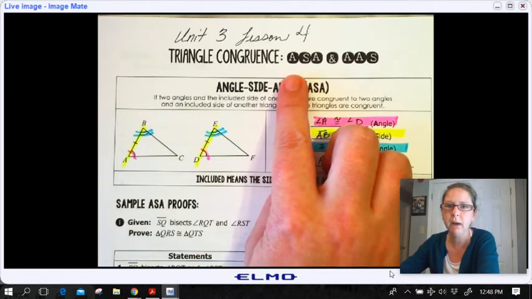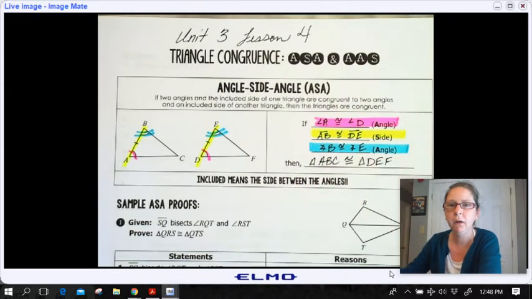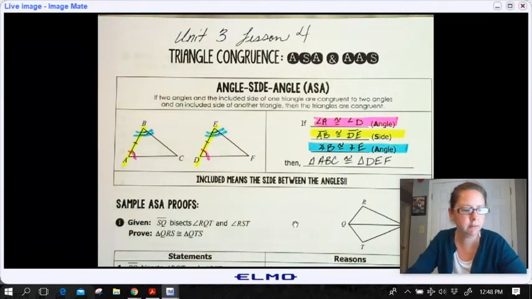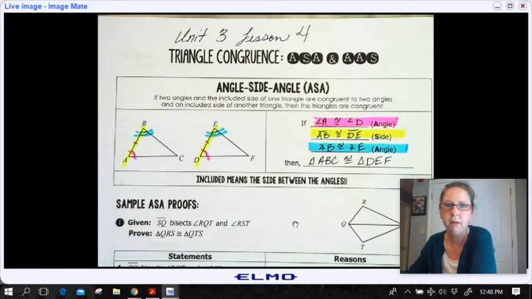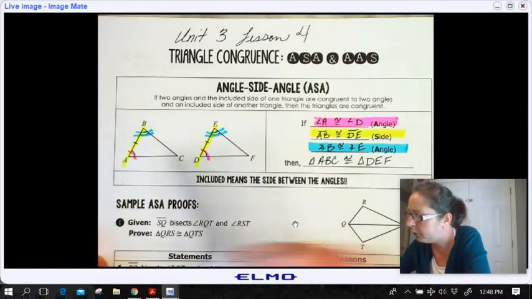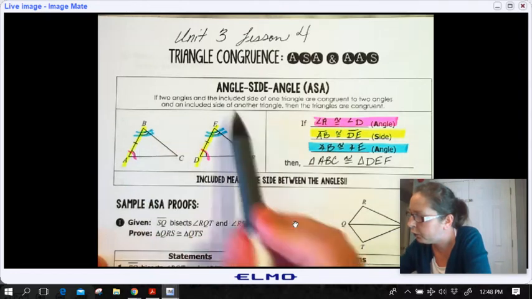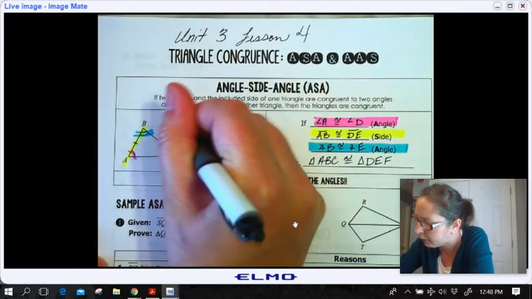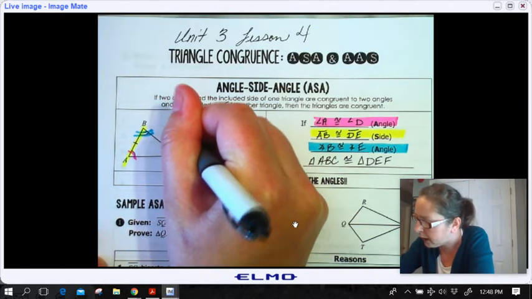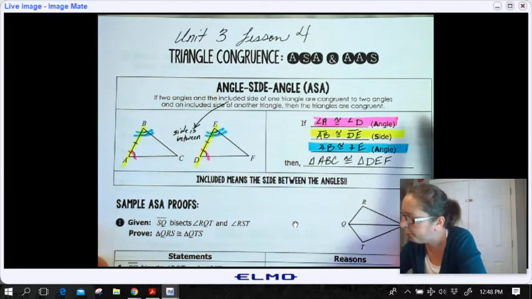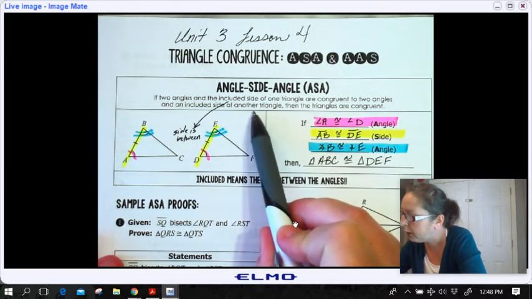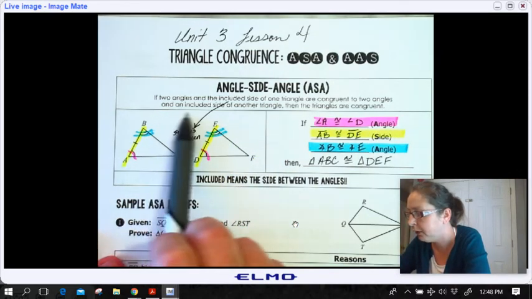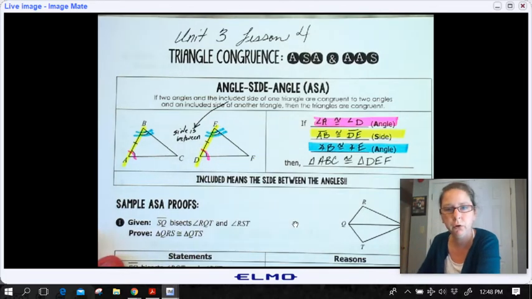We're going to do angle, side, angle, angle, angle, side, and also hypotenuse leg at the end. So what this theorem or congruency statement says is that if two angles and the included side, remember included side means that the side is in between the angles, are congruent to two angles and an included side of the other triangle, then the triangles are congruent.